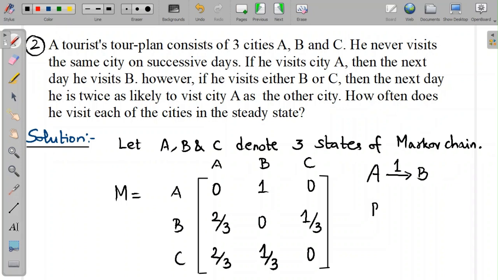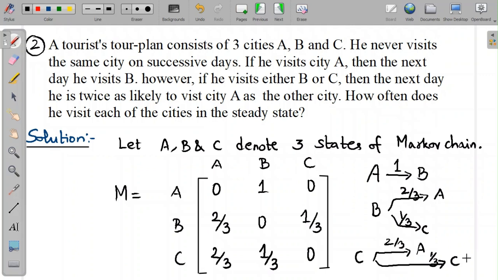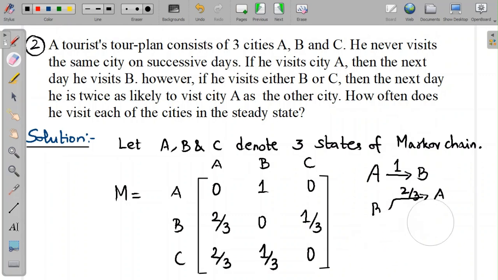And if he's either in B or C, he will prefer A to C with twice as likely a probability. So if he's in B, he'll go to A with a chance of 2 by 3 and to C with a chance of 1 by 3. Obviously, he'll not go to the same city the next day. Similarly, if he's already in state C, he'll go to A with a chance of 2 by 3 and B with a chance of 1 by 3. So this helps us define the TPM, the 3 by 3 matrix with all elements along the principal diagonal being 0.